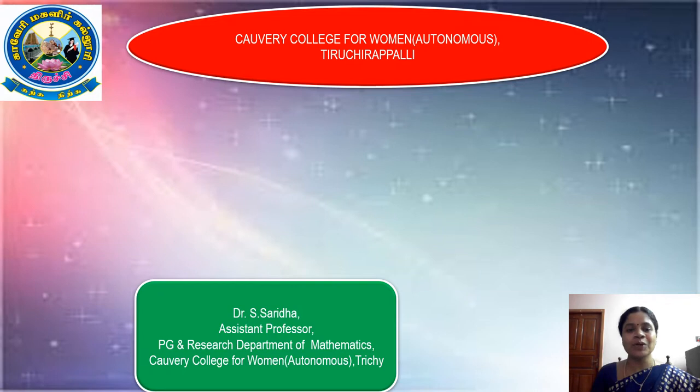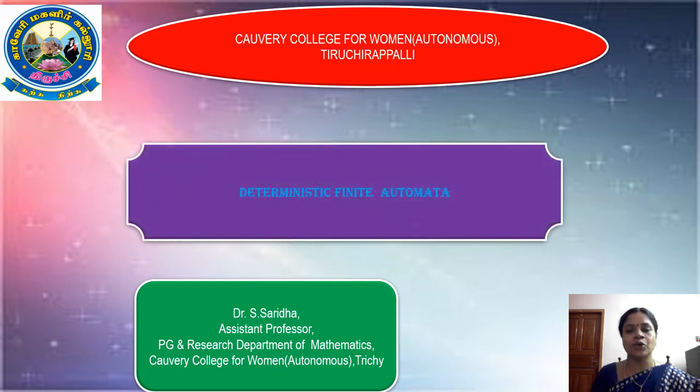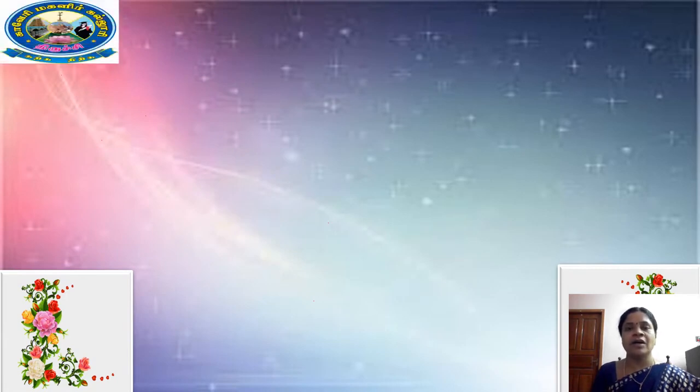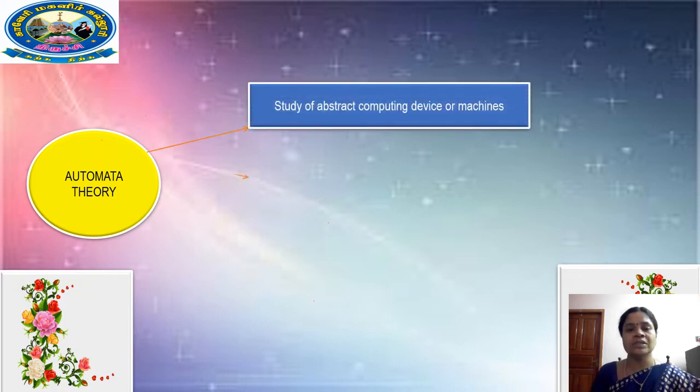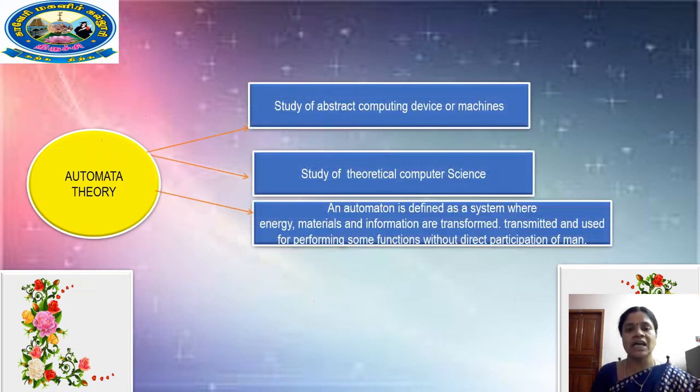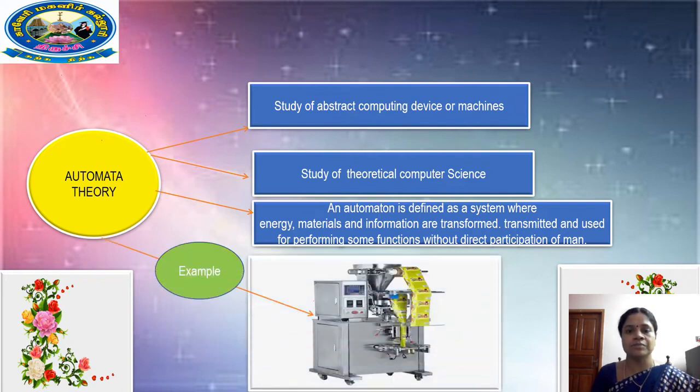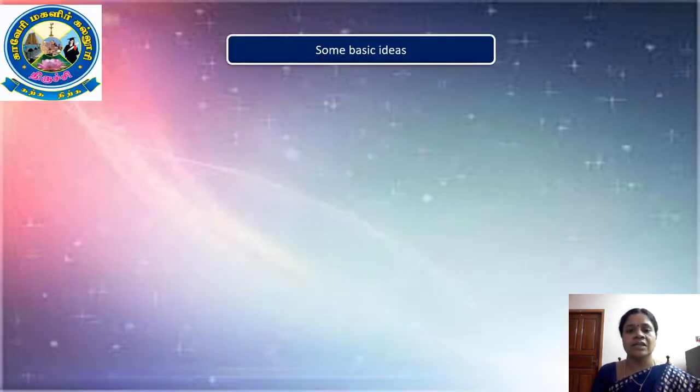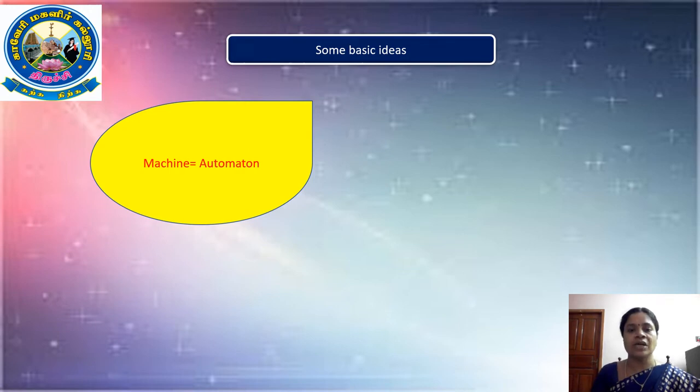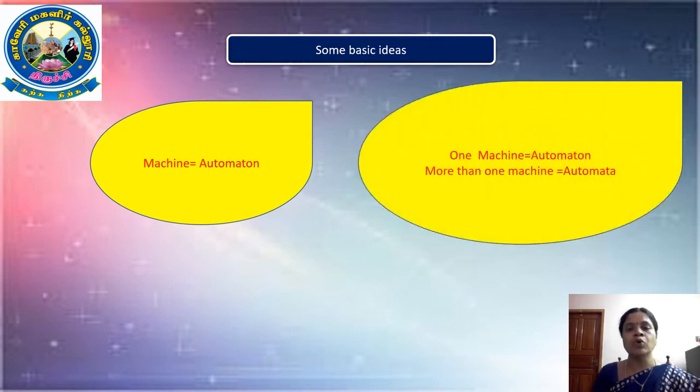In this video, we are going to see deterministic finite automata. First, let us see what is an automata. Automata theory is a study of theoretical computer science which says how a machine works inside the computer. First, we should know some basic ideas about the automata. Normally, machines are called automata, and the plural of automaton is denoted as automata.